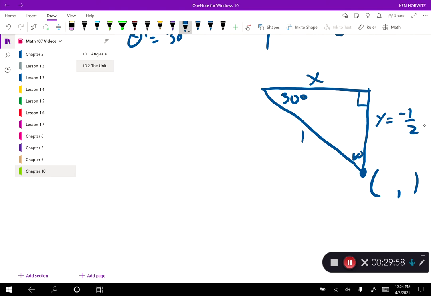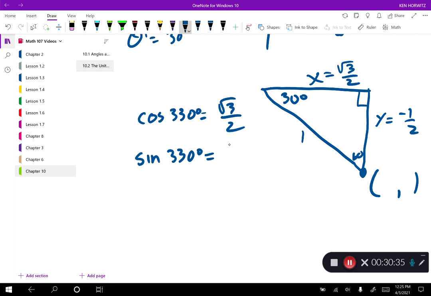A lot of people want to put in positive 1/2 because they just do the math. You have to know the location on the coordinate plane. And if I take that 1/2 and I multiply it times the square root of 3, I get square root of 3 over 2. And again, the location on the coordinate plane says I'm on the positive x-axis, which means that that number must be positive. So the cosine of 330 degrees equals the square root of 3 over 2. The sine of 330 degrees equals negative 1/2.